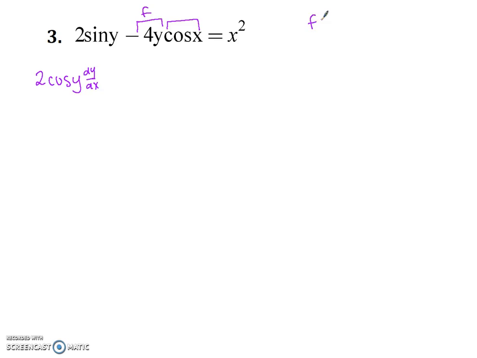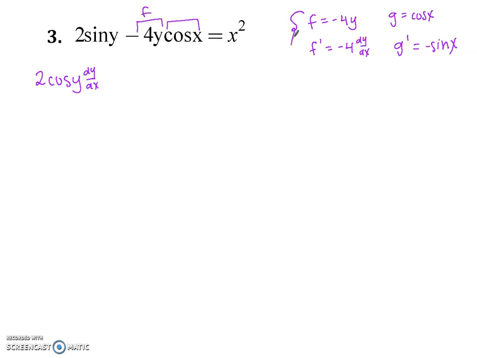Then for the product rule for this one, f is going to be negative 4y. So f prime is negative 4. G is going to be cosine of x, and sorry, I left the dy dx off on this one. I took the derivative of a y right here, so I need to multiply it by a dy dx for the derivative. And then g prime is going to be negative sine of x.